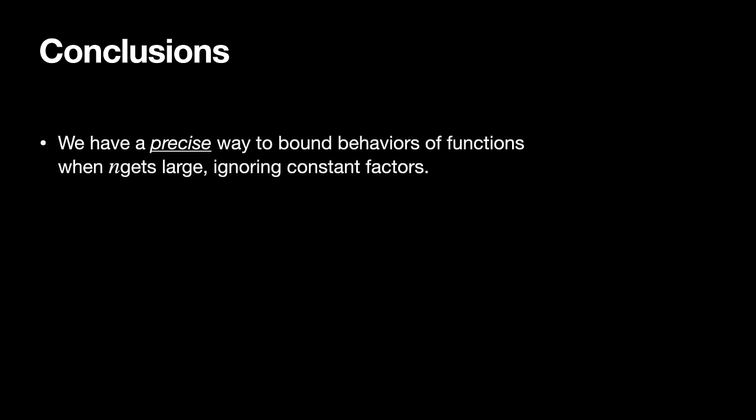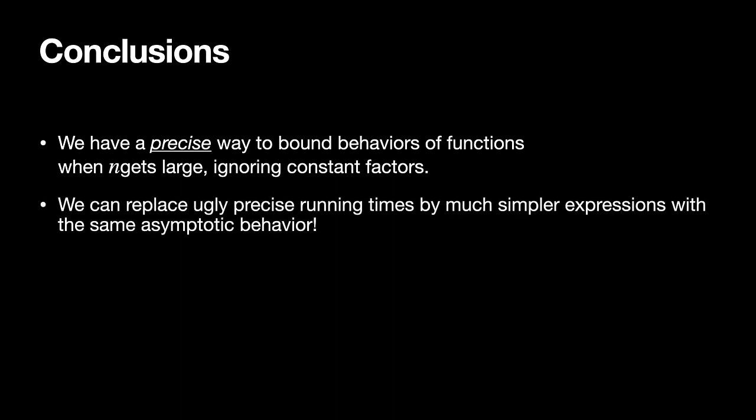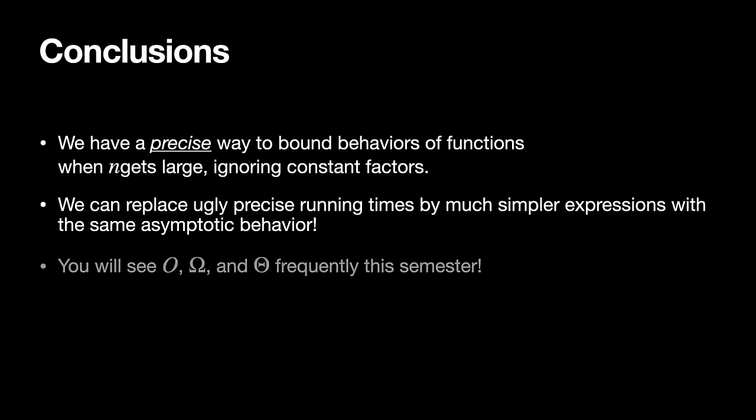Okay, so finally, some conclusions. We've now got tools for a precise way to bound behaviors of functions when n gets large, and ignoring constant factors. So again, this gives us a really solid way to compare things in a relevant way that we want to compare them. We can replace ugly precise running times by much simpler expressions with the same asymptotic behavior. So earlier we saw examples where we kept track of every single detail, but oftentimes they're overshadowed by the larger order component. So for example, if there's an n squared plus 3n, the 3n term will be overshadowed by the quadratic term. So we'll essentially discard it.